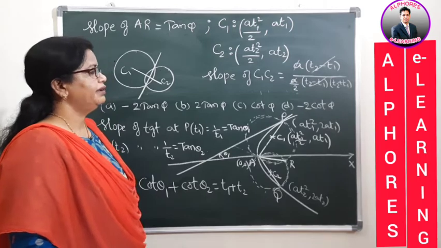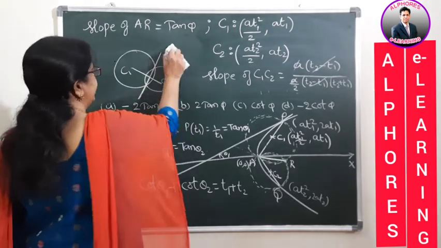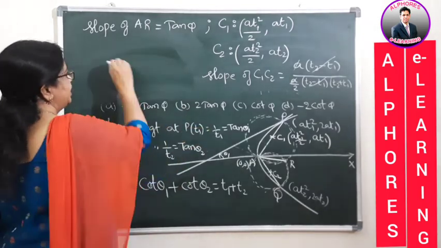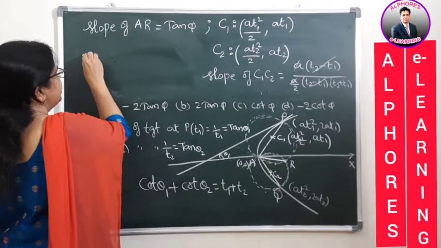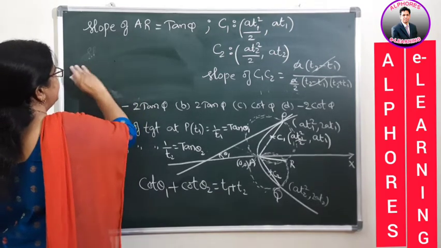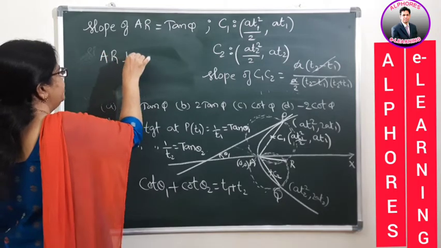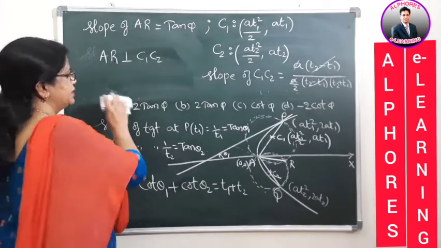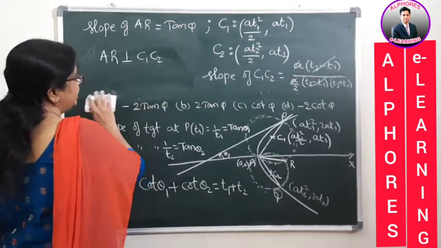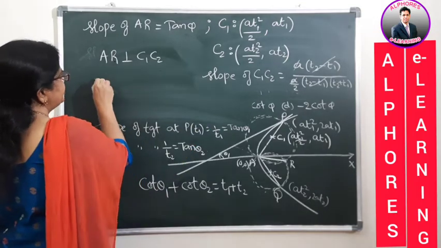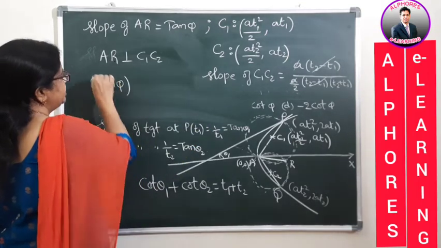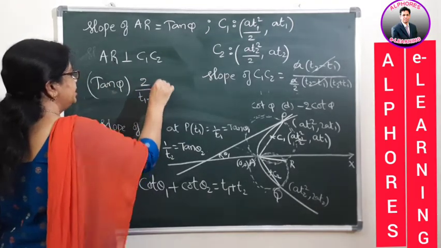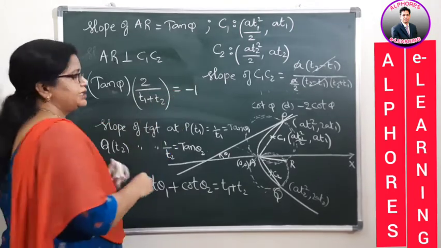So once you got 2 divided by T1 plus T2, how can we relate that value here, okay. So now we are using the condition that the line joining centers and the common chord, that is the radical axis, AR, is perpendicular to C1 C2, okay. This is the relation which we are taking from the concept of circles. Now if you consider it this way, students, you get AR slope is tan phi, and C1 C2 slope is 2 divided by T1 plus T2. Now this product equals -1, okay.